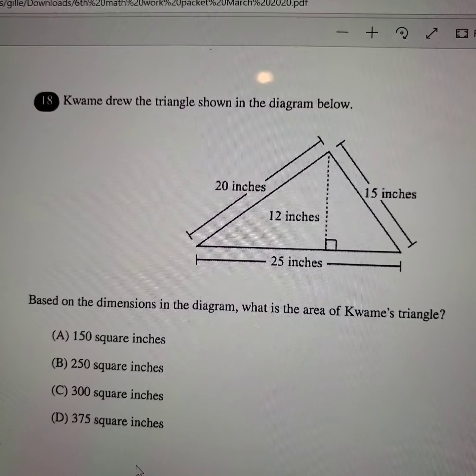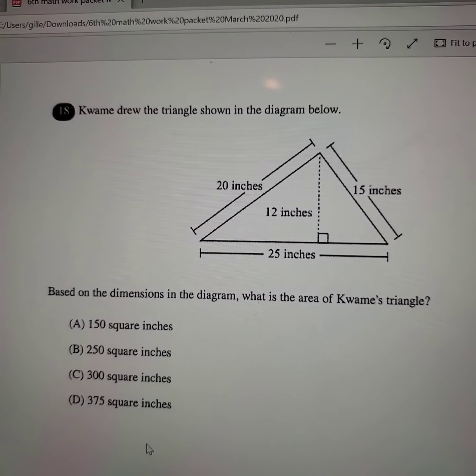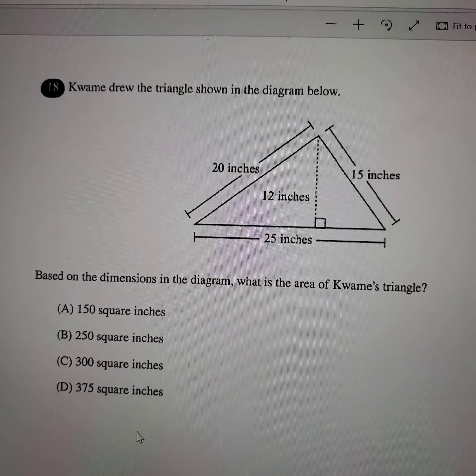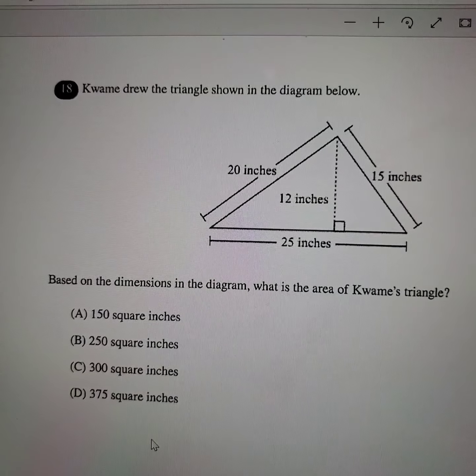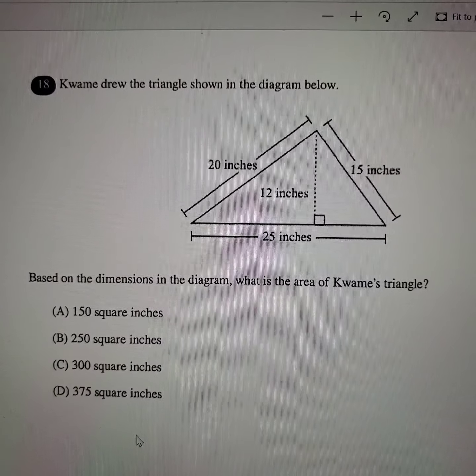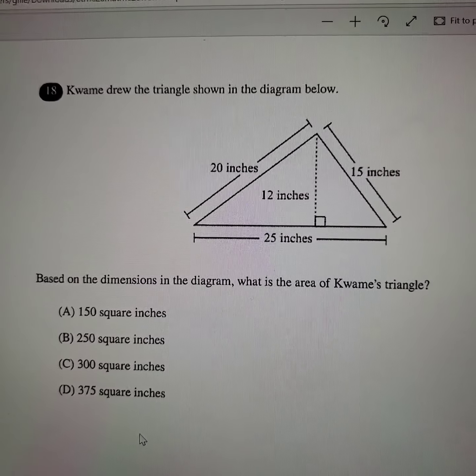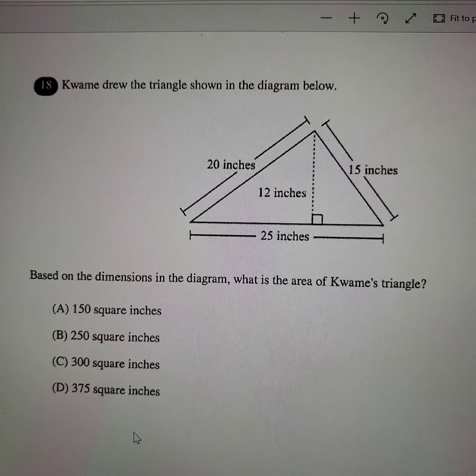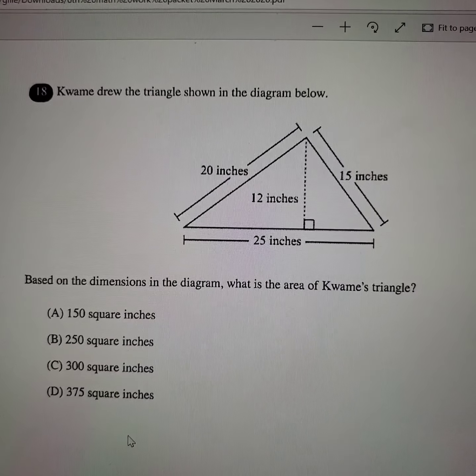So here's number 18. It is a very similar problem. It's actually more simple compared to the kite problem. Try this one and show me your work. Send me your work using the formula for area of a triangle. And yeah, send me your work. Looking forward to the awesome work.